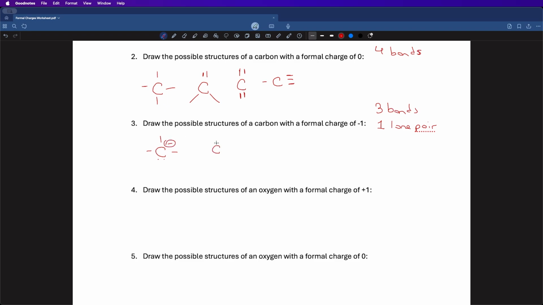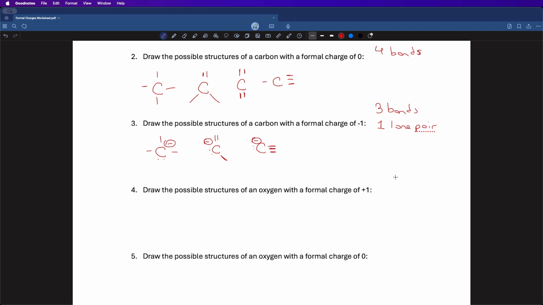We can also try arranging a double bond, and then we still have another single bond to form, again, a carbon with a formal charge of -1. Then we can just do a triple bond and a lone pair to once again form a carbon with a formal charge of -1. Now we're finally moving away from carbon and toward oxygen.